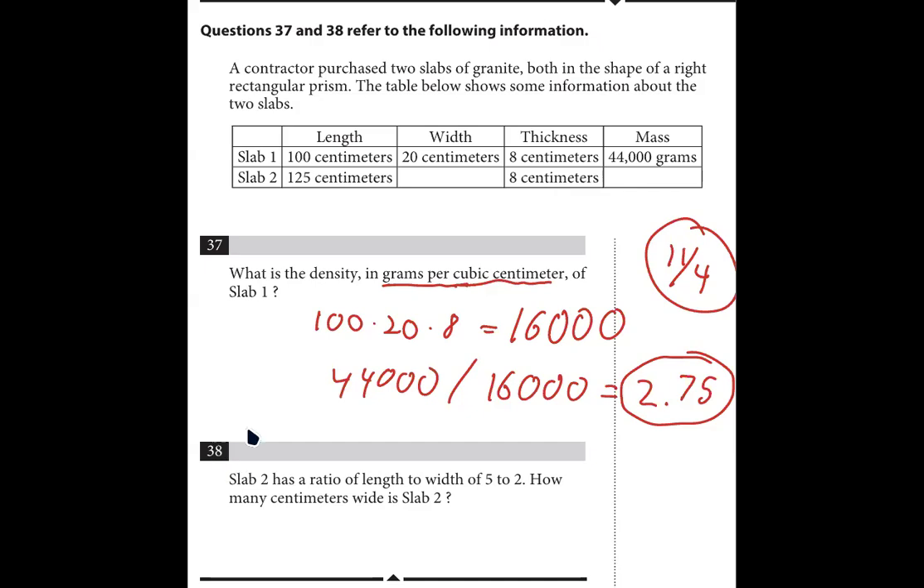Okay, so for question 38, we have a length to width ratio of 5 to 2. We need to find the width, so the ratio is 5 to 2, so we just take 125 divided by 5, and we get 25. And then this is 2, so we just take 25 and multiply by 2, which gets us 50. So the correct answer is 50.